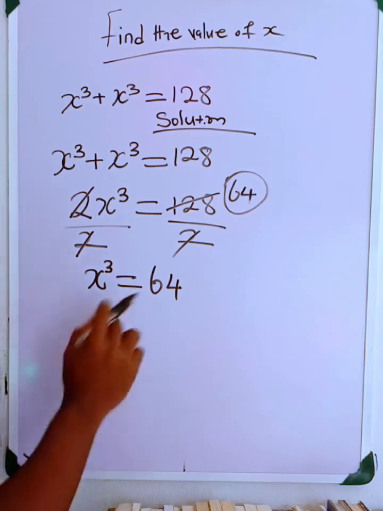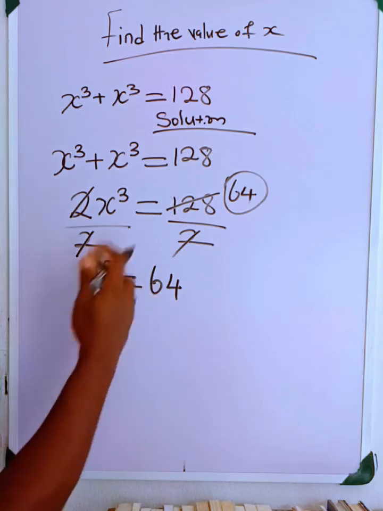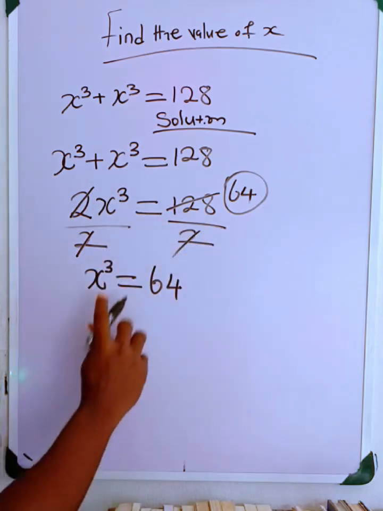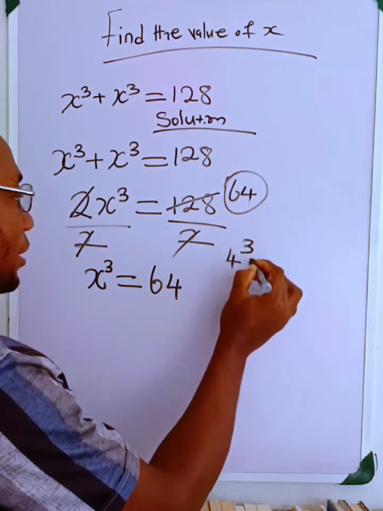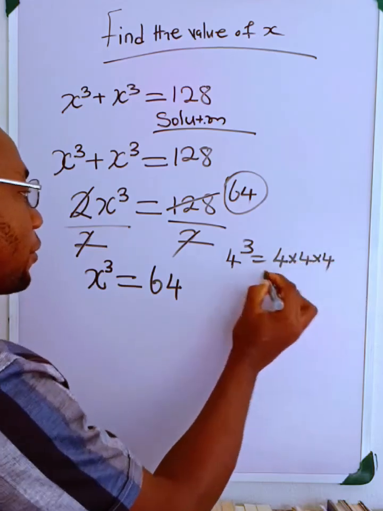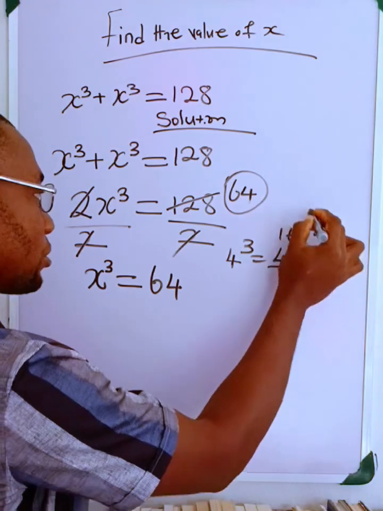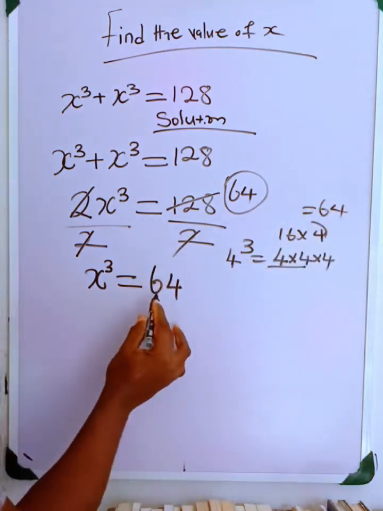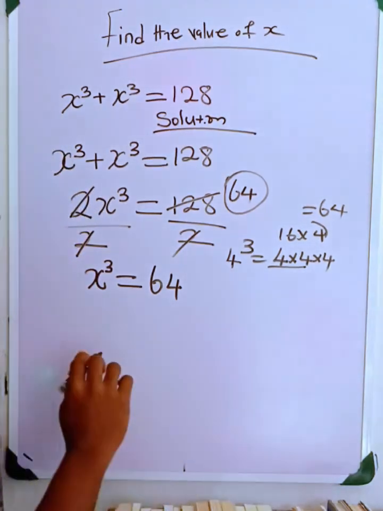All right. The next thing we need to do is to look for how to make them have either the same base or the same power. 64, if you use your calculator, is the same thing as 4 raised to power 3, which is 4 times 4 times 4. 4 times 4 is what? 16. 16 times 4 is what? 64. So 64 is the same thing as 4 raised to power 3.